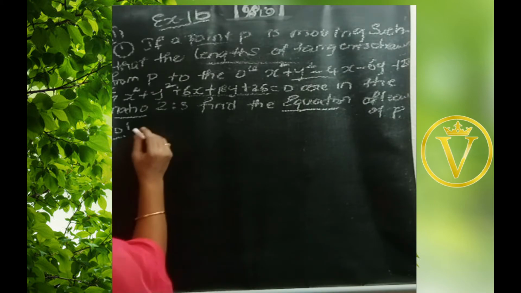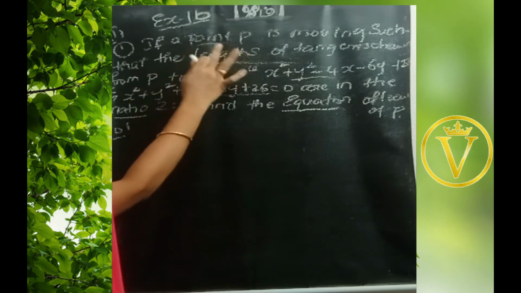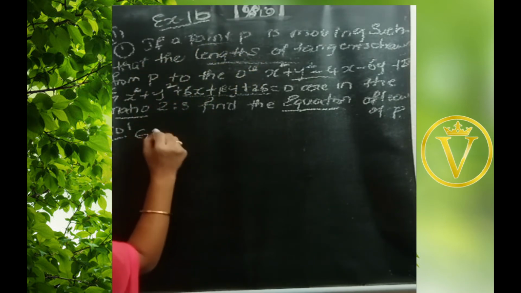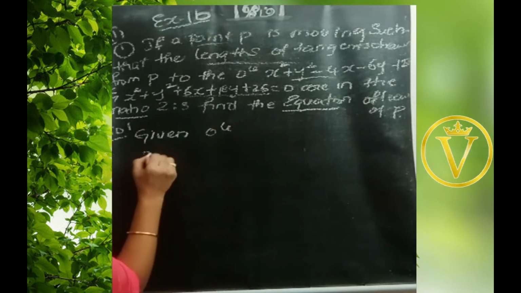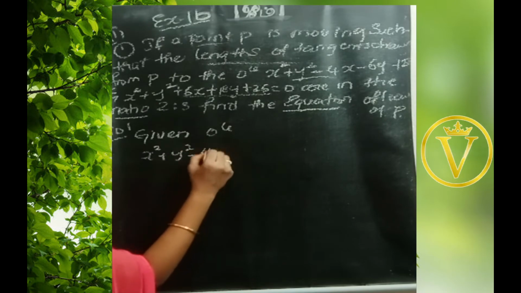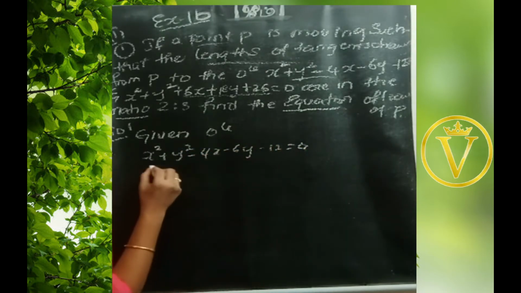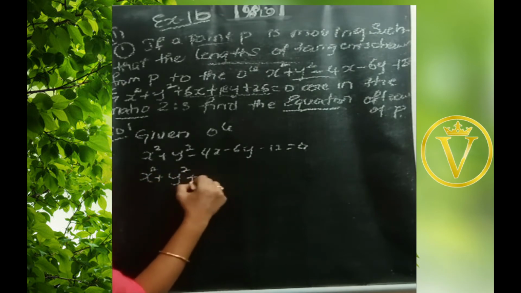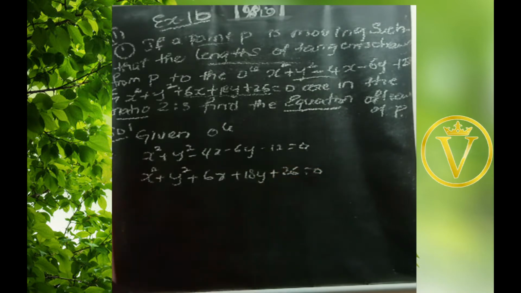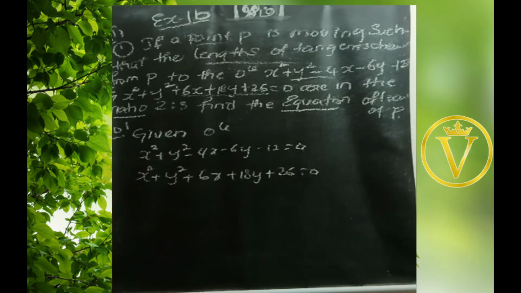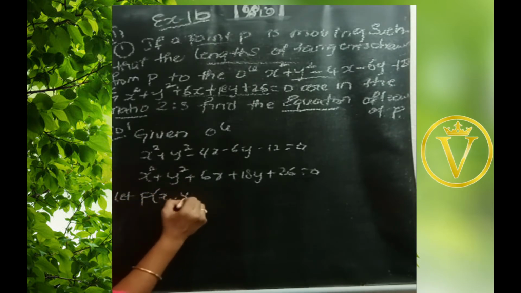First, they have not given a point, just point P. So first we'll write what is given. They have given two circles. The circles are x square plus y square minus 4x minus 6y minus 12 equals 0. This is the first circle. And the second circle is x square plus y square plus 6x plus 18y plus 26 equals 0. So here they didn't give the point, so let P be (x1, y1).